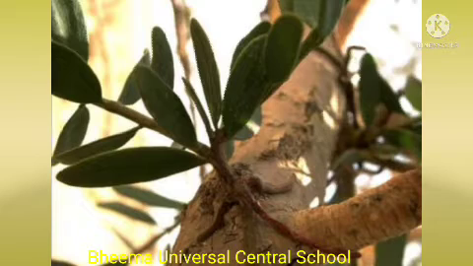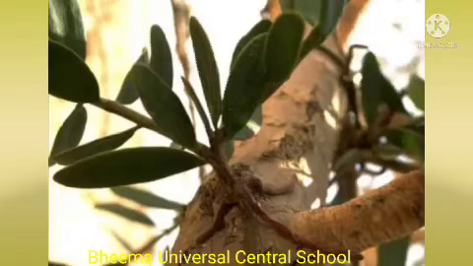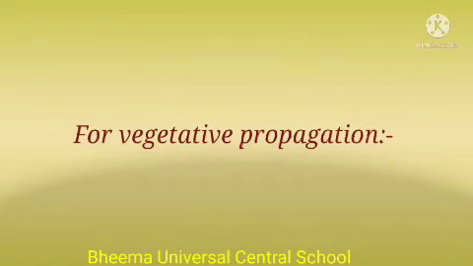Next is for nourishment. Few plants are parasitic in nature. They depend upon the host plant for their food and water. They have developed roots to absorb water and nutrients from the host plant. These roots are called parasitic roots. Examples, dodder and hydnora.